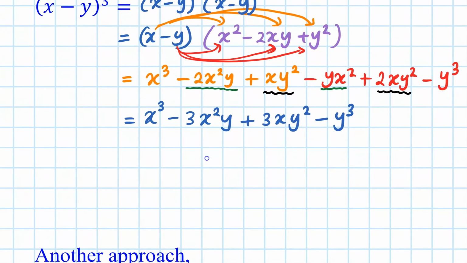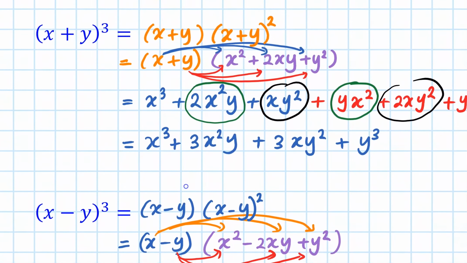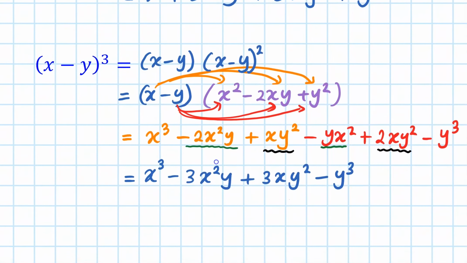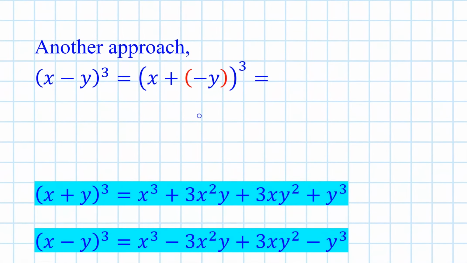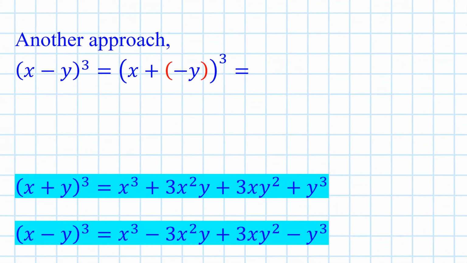So we go through that too, and we can have a look at this one in a different way. We remember the expression for x plus y cube, and we can use that one to find x minus y cube as well. So what we're going to do is simply rewrite x minus y as x plus negative y. Then we apply the cubic expansion for x plus y.